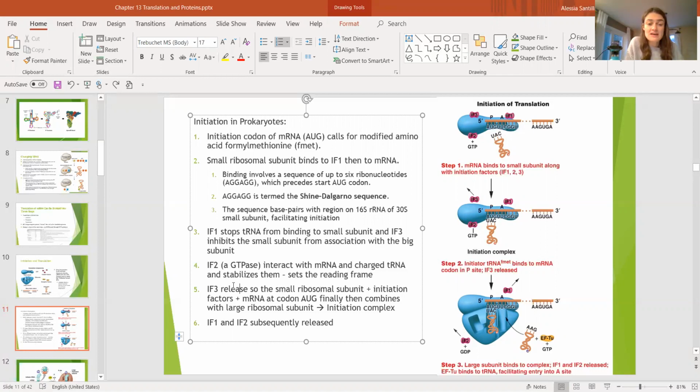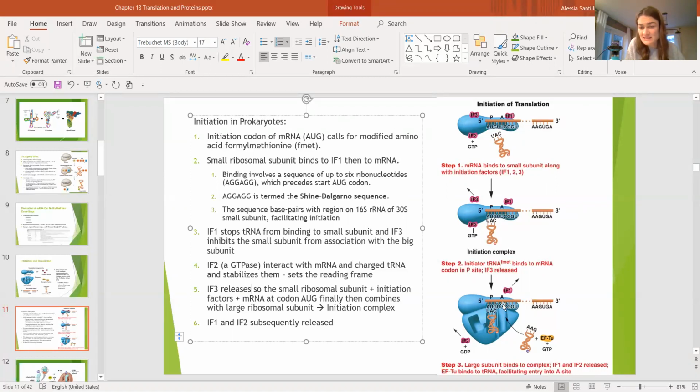At this point, IF3 releases. Remember, initiation factor 3 was there to block the small subunit from binding to the large subunit. So when this releases, our full complex is made. It's known as the initiation complex. And so we have the small subunit and the large subunit. Now with the large and small subunits coming together, we can start seeing some of the structures, like the snowman structure that they make.